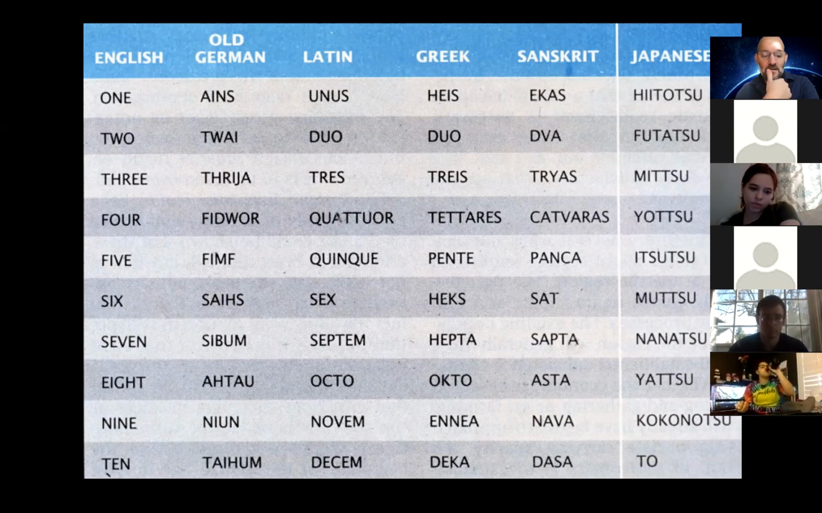Nine. We have nine in English, neun in German, and novem in Latin. Of course, where do you recognize that novem? November, yes. But wait a second, November isn't the 9th month. Why is it called November? Wait a minute.